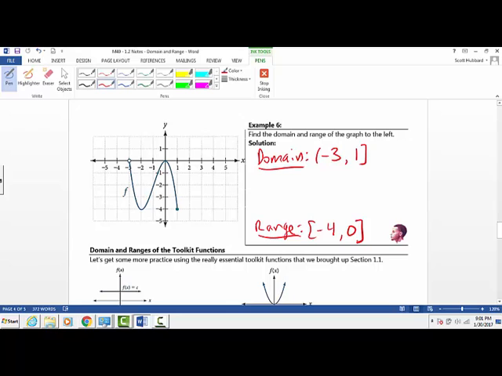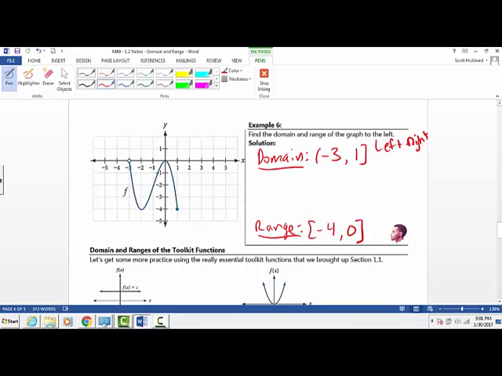Okay, all right, you guys back? So here's what I got for the domain. The domain, remember, this is left to right. And so I just look, what's the most left that I go on the graph? It's right here, and that x value is -3. So that's why I wrote -3. And what's the farthest right I go? Well, it's up here to 1.